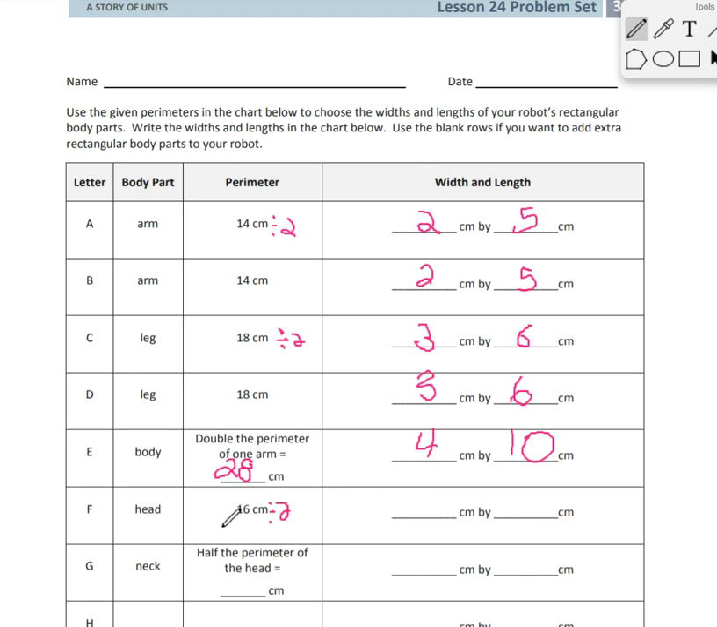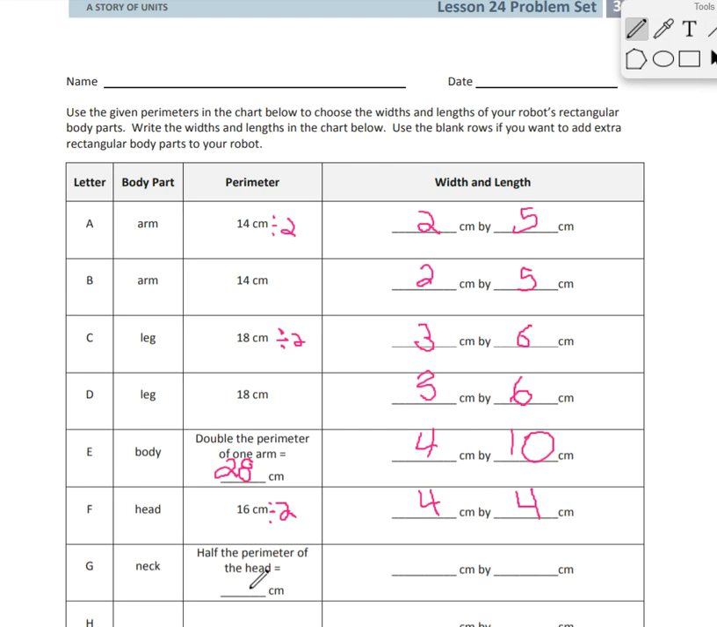All right, so our head has a perimeter of 16 centimeters. It is divided by 2. 16 divided by 2 is 8. Let's see, heads, they're pretty much roundish or squarish if I was a robot. So I'm going to make my head a square, and it's going to be 4 by 4. Because, I mean, that seems head-like, right? To have it be mostly square.